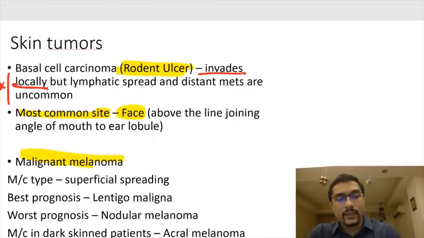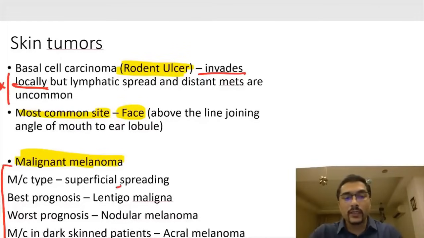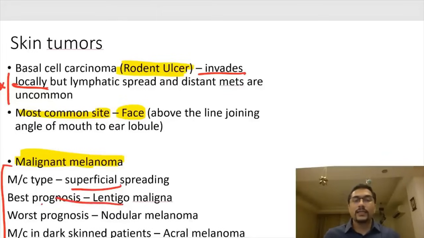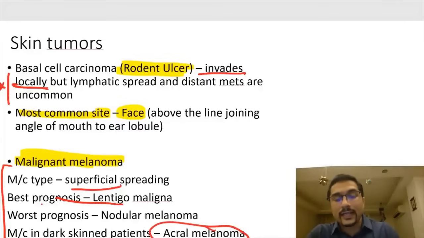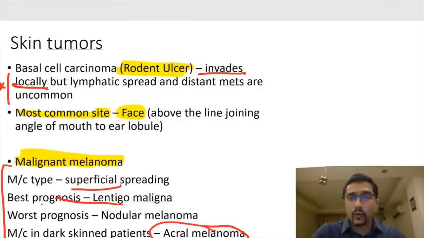Malignant melanoma, there are certain one-liners which have been asked. You should remember these 4 one-liners which have been asked in the exam. The most common type is superficial spreading type. The best prognosis is of lentigo maligna. Lentigo maligna is type of an in situ melanoma. It does not invade. Worst prognosis is of nodular melanoma. And the most common melanoma in dark skinned patients, this has also been asked in your exam, is acral melanoma. So remember these 4 points in a melanoma.